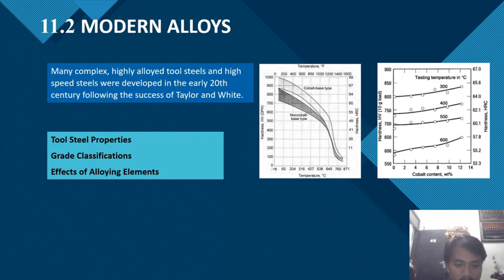In the grade classification, there are presently more than 40 classifications of high-speed and tool steel alloys, according to the American Iron and Steel Institute (AISI). When compounded by the number of domestic manufacturers, the total number of individual steels in these categories exceeds 150.